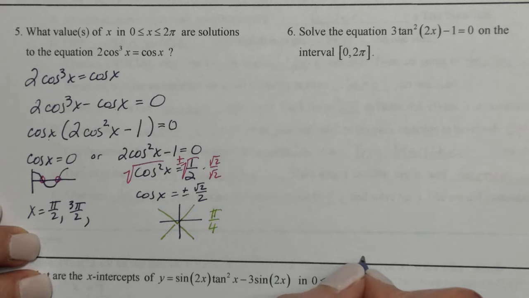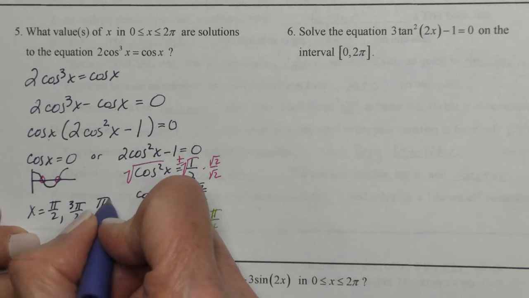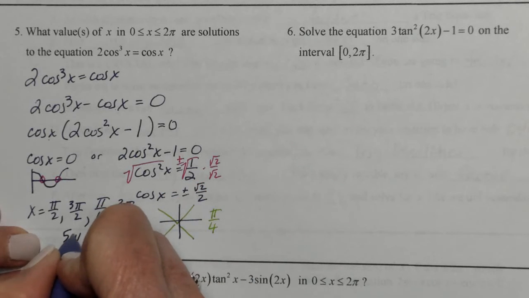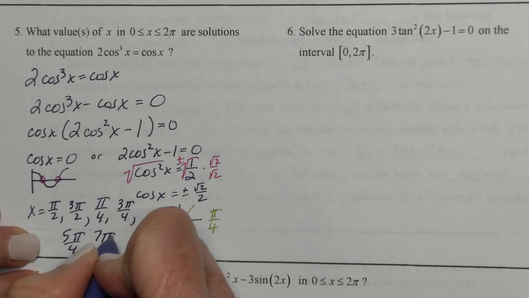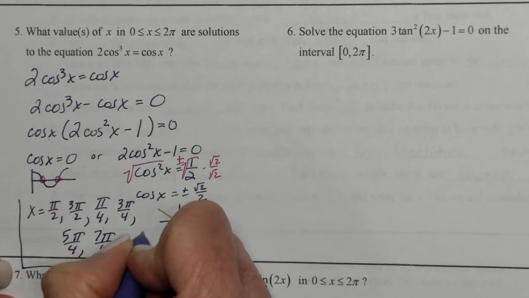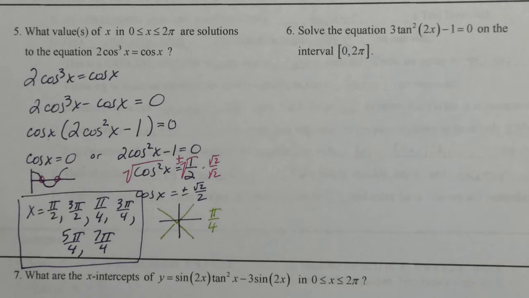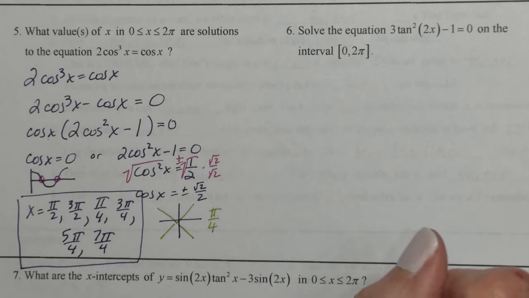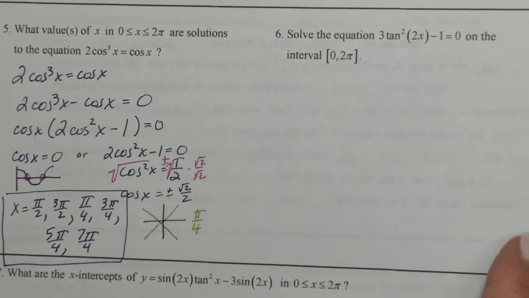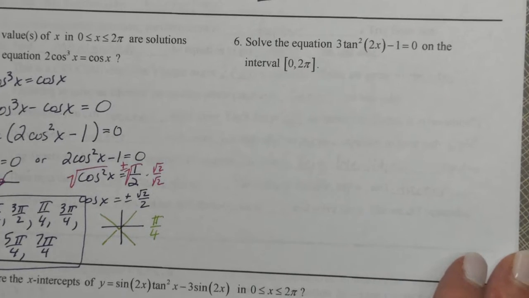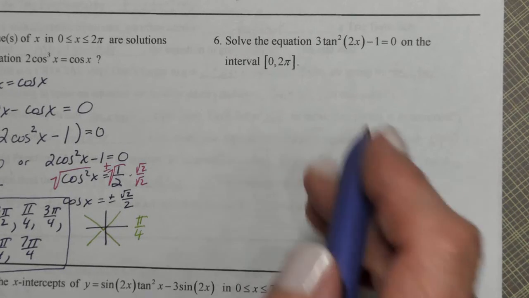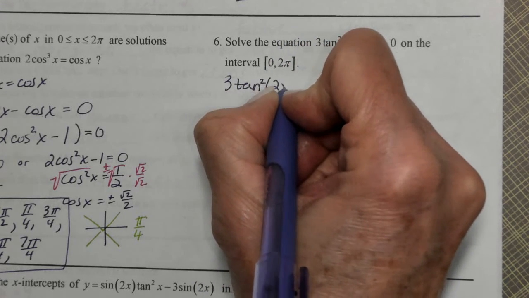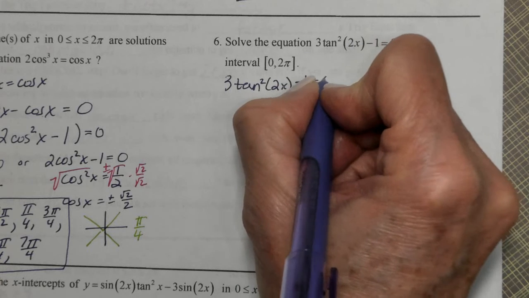So I'm going to add to my list of answers here, pi over 4, 3 pi over 4, 5 pi over 4, and 7 pi over 4. And those are all my answers, all my solutions in between 0 and 2 pi to that trig equation. A couple more examples here. Solve this trig equation. So we have 3 tangent squared 2x minus 1 is equal to 0.